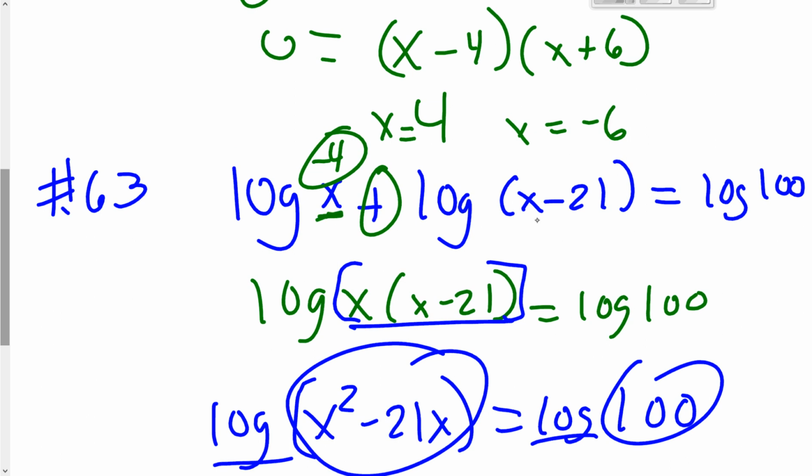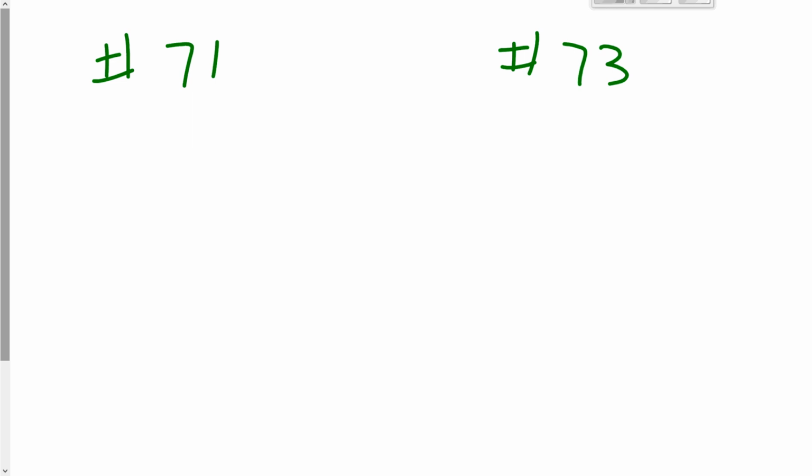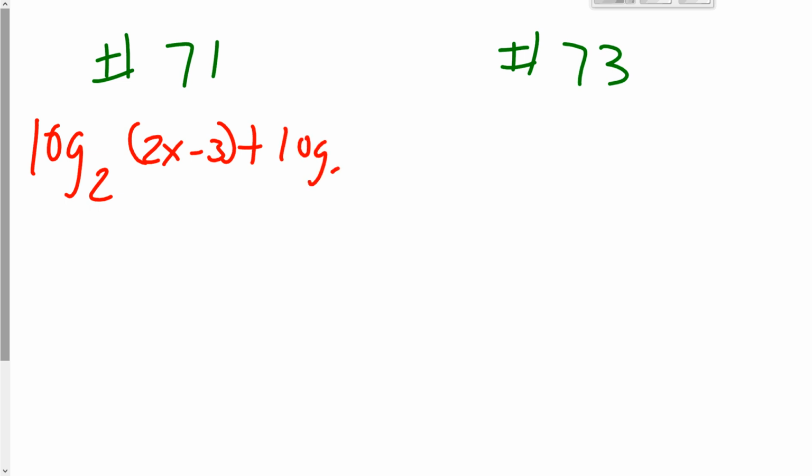Is fine here, and 25 is bigger than 21, so we're good there. Alright, the last two, number 71 and 73. So 71, again, we have more than one log, so we want to try to combine those logs first. And notice that we're adding those logs, so that means we need to multiply, and we multiply these two binomials.